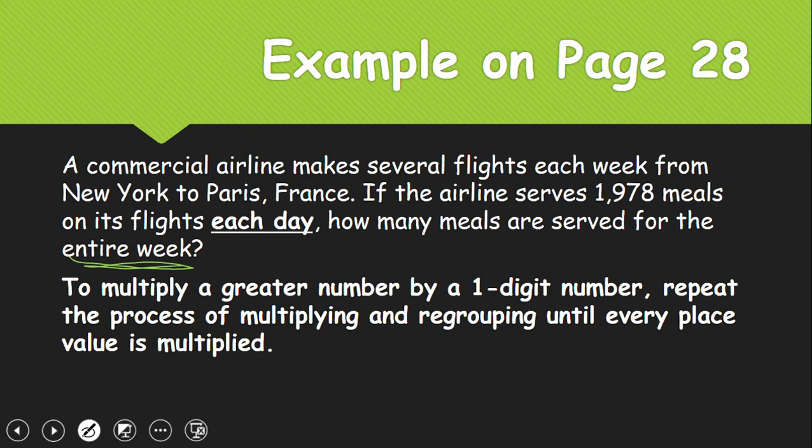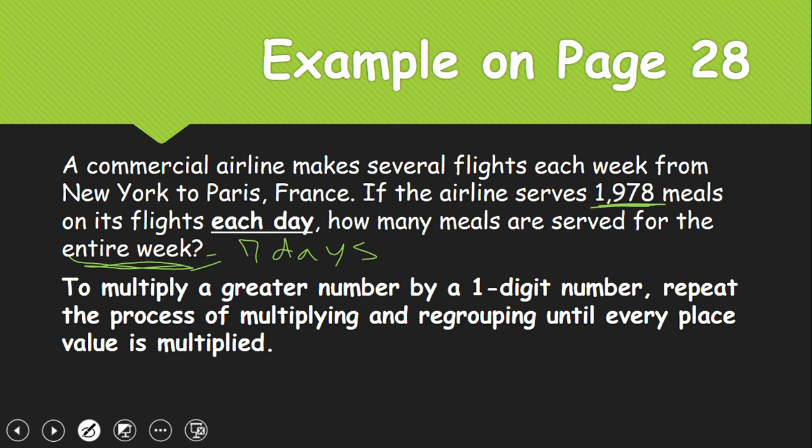Okay, so this is really important, and I underline entire week because we need to figure out how many days are in 1 week. Good, you should have stated that there are 7 days in 1 week. And this is important because this 1,978 meals is how much they serve in 1 day. All right, and now below that, it's just a little information. Whenever you're multiplying a larger number by a 1-digit number, you just repeat the same process of starting in the ones, the tens, the hundreds, and then even to the thousands.